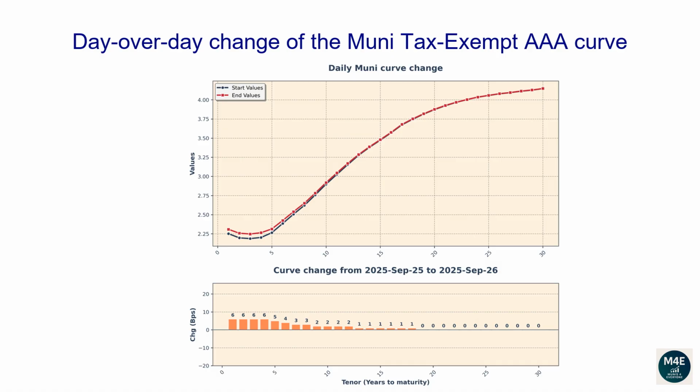The one-year tenor changed 6 basis points. The 2-year tenor changed 6 basis points. The 5-year tenor changed 5 basis points. The 10-year tenor changed 2 basis points. The 20-year tenor changed 0 basis points. The 30-year tenor changed 0 basis points.